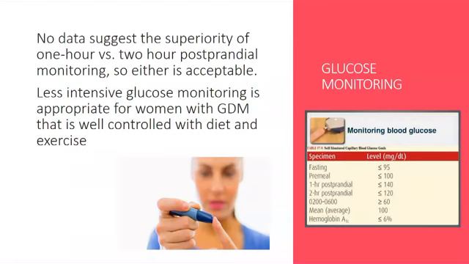Okay, so for glucose monitoring, no data suggests the superiority of 1 hour or 2 hour postprandial monitoring. Either is acceptable. Less intensive glucose monitoring is appropriate for women with GDM well controlled with diet and exercise. Like you said, I don't want to overwhelm them with it, but if she's controlled with diet and exercise and checks a couple of times and is doing well, I think it's fine.